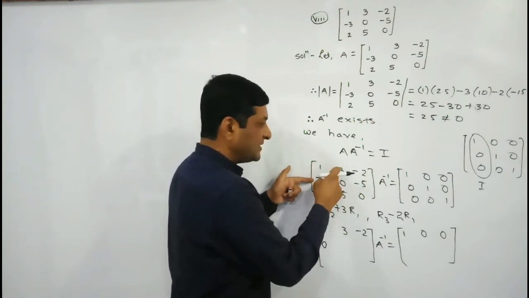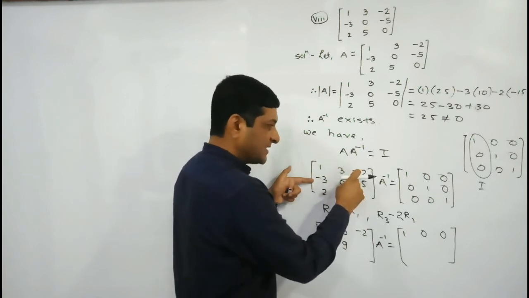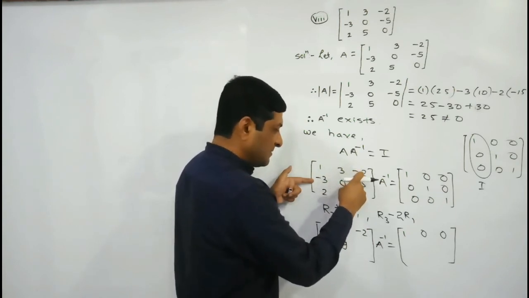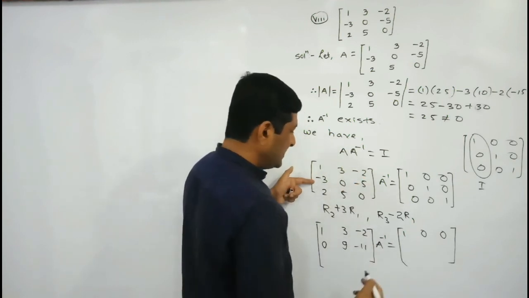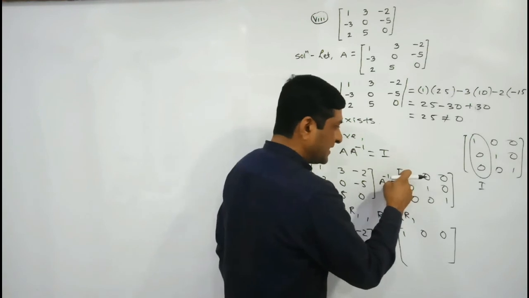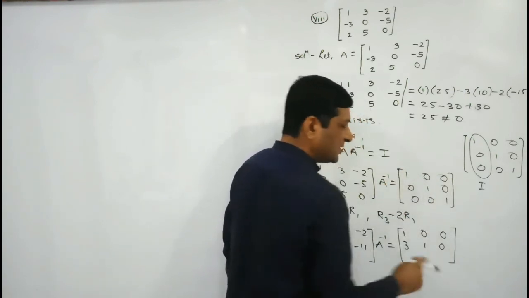Multiply by 3, 9. 9 plus 0 is 9. Multiply by 3, what will we get? Minus 6. Minus 6 minus 5 will be equal to minus 11. On this side also multiply by 3, we will get 3. 3 plus 0 is 3. Here zeros are there, so this element does not change.